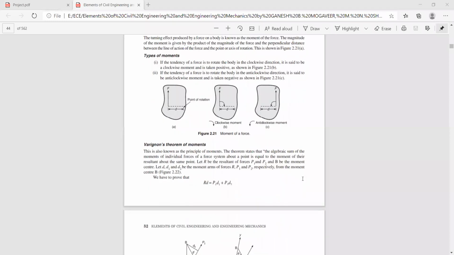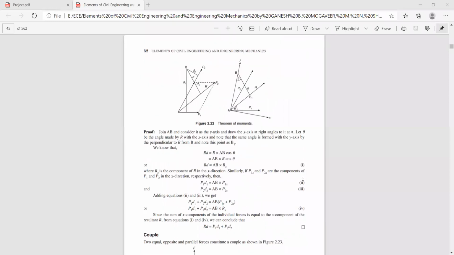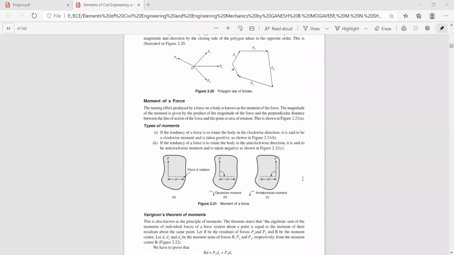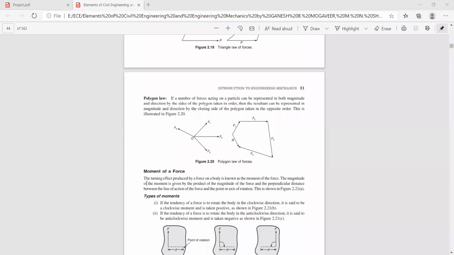Yes, sir. Okay, fine. So today we covered the moment of a force, and how to calculate the magnitude and direction of the moment of a force. Now, the next concept is the couple of a force. What do you mean by a couple?